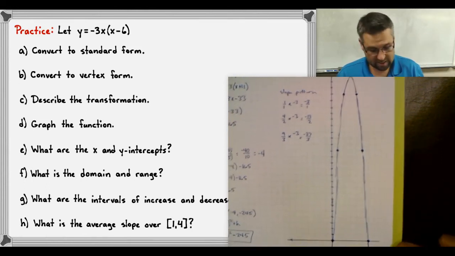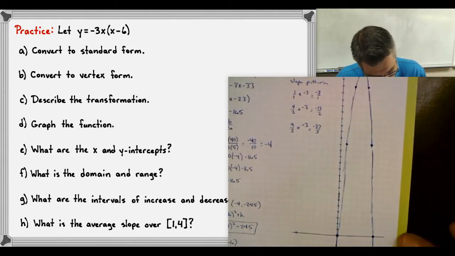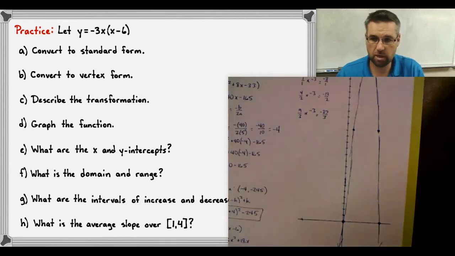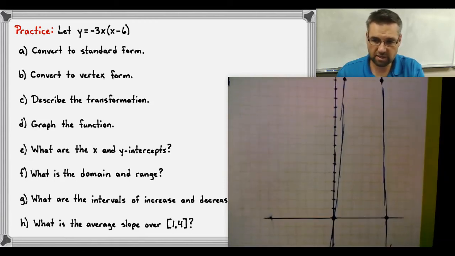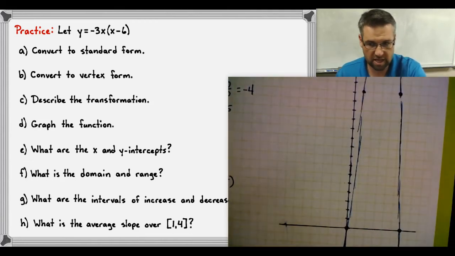For part E, it's asking for my x and y intercepts, my x-intercepts and my y-intercepts. Well, looking at this graph, remember the x-intercepts are when the parabola crosses the x-axis.